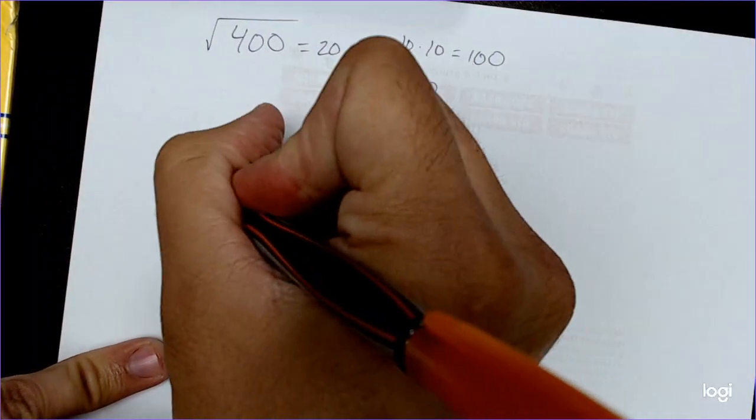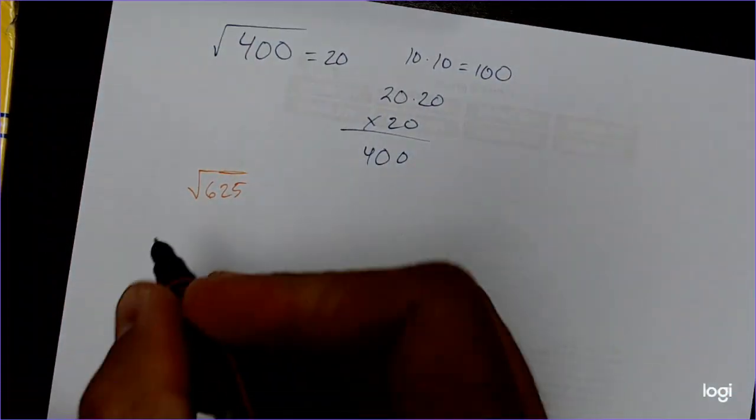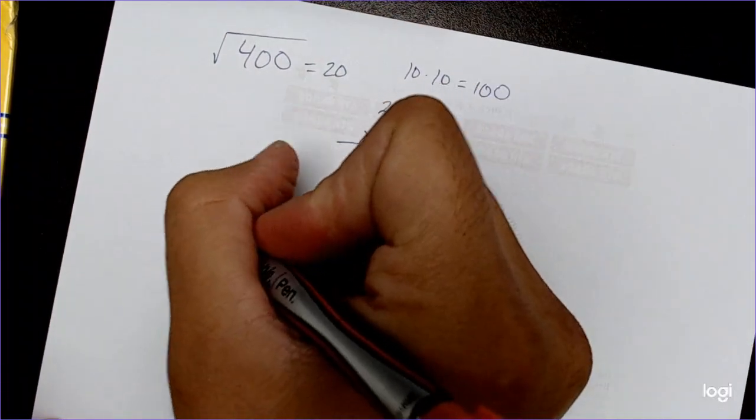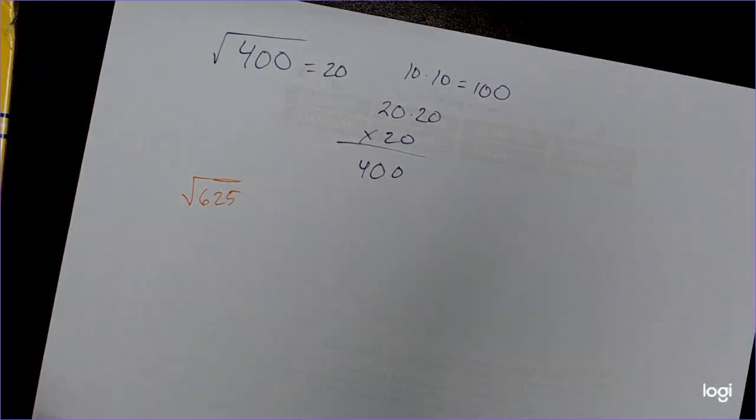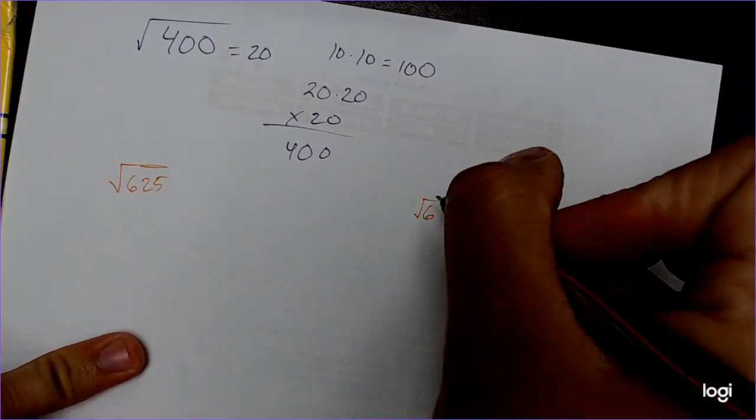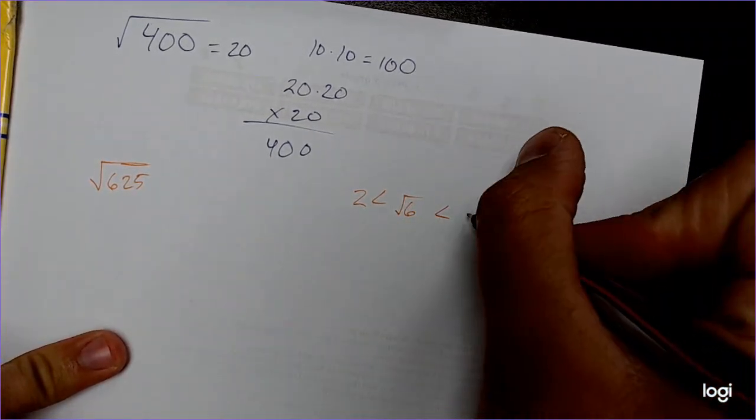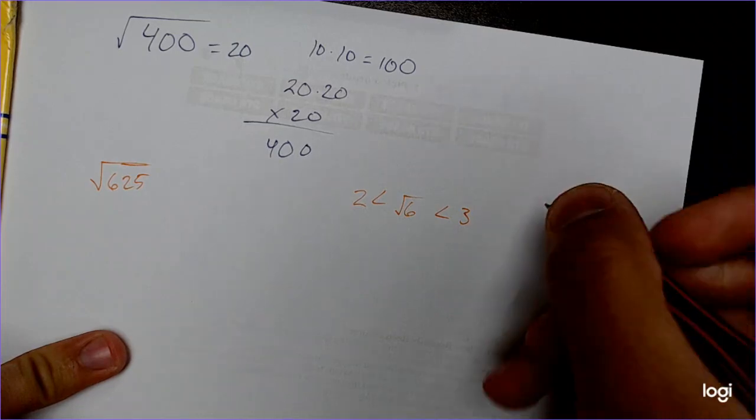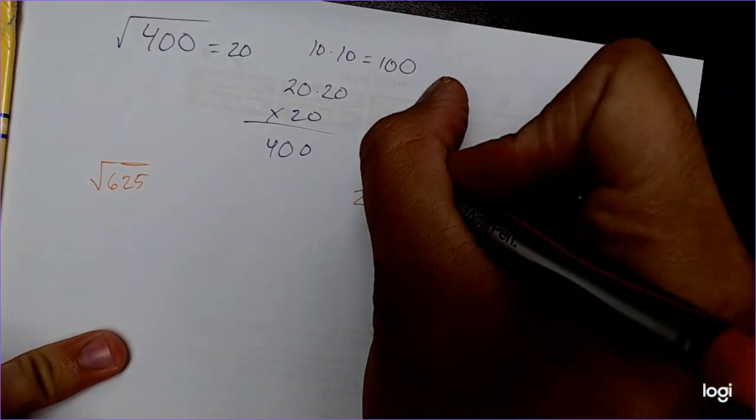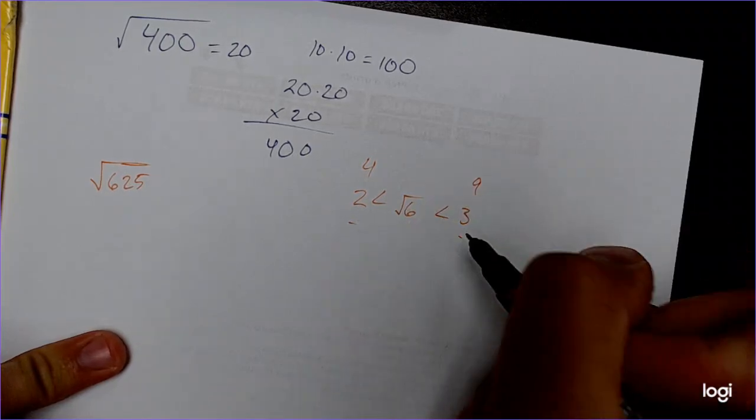Let's say we have to guess the square root of 625. Okay, so I'm going to use that lead number thing. If I had to do the square root of 6, well, let's think about it. We know that the square root of 6 is going to be greater than 2, but it's also going to be smaller than 3, because 3 squared is 9, and 2 squared is 4. The square root of 6 has to be somewhere in between 2 and 3.